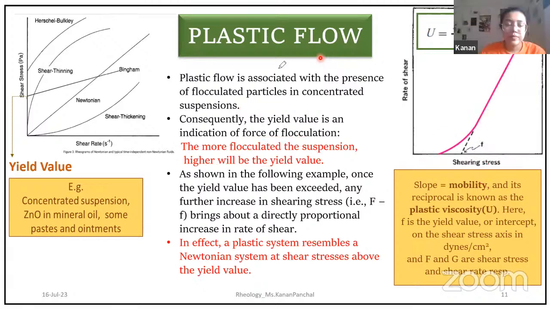Whenever you see any graph or any plot, you should try to understand what it is trying to tell you. A graph, a plot will always speak to you a lot. From this graph, you get to know the yield value, how mobile the system is, and the range of shear stress at which the system is going to behave like a Newtonian system. These studies will help you in designing systems.